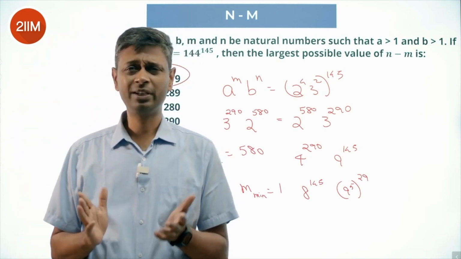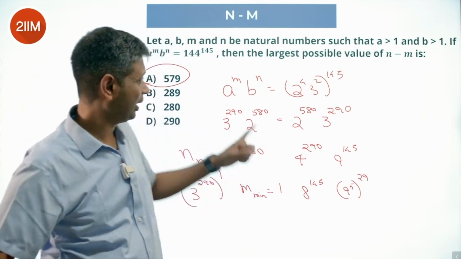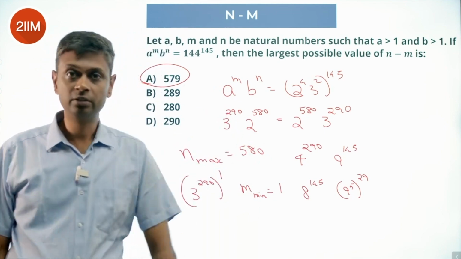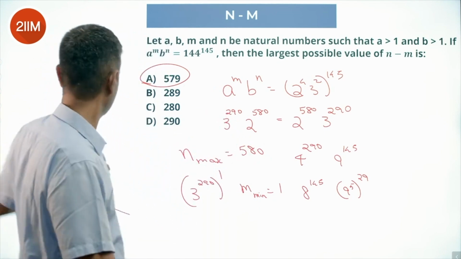Larger of the 2 primes, but don't really chase the prime. Blanc A as the entire 3 power 290, m will be 1. So 579 is the answer.